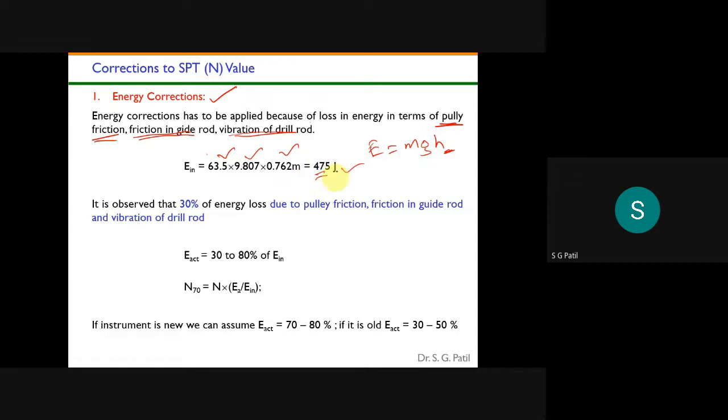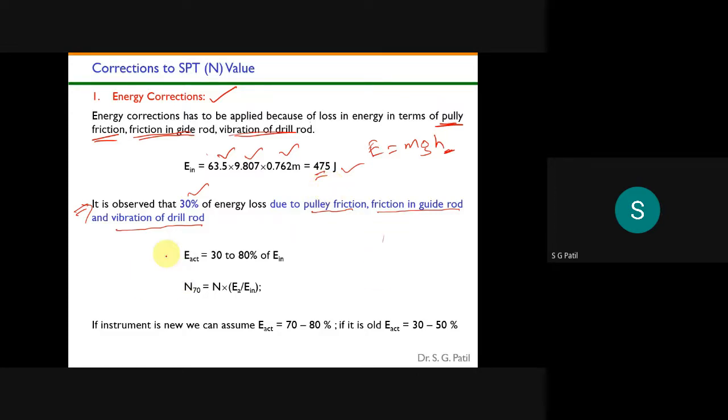So this entire 475 joules is not utilized while driving the sampler because of some losses. What are those losses? Usually, it is observed that 30% of energy is lost due to pulley friction, friction in the guide rod, and vibration of the drill rod. So altogether, how much percentage is lost? 30% of energy is lost. That means only 475 into 0.3, that much energy is utilized while driving the sampler.